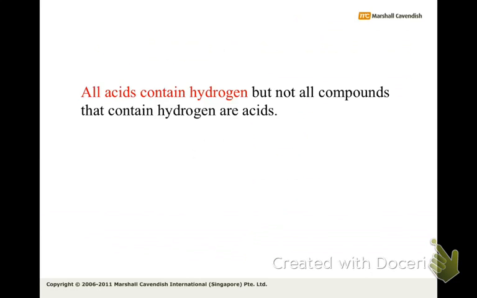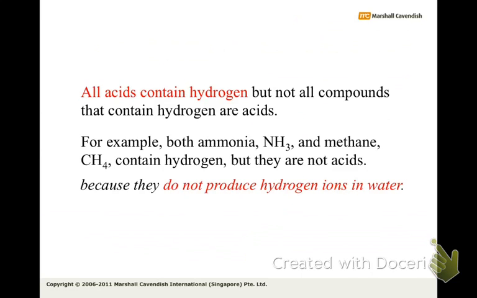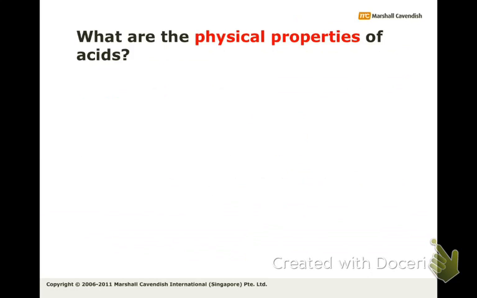All acids contain hydrogen. This is a disclaimer here: all acids contain hydrogen, but not all compounds that contain hydrogen are acids. For example, ammonia and methane. Ammonia, of course, is a base, one of those alkaline gases. And methane, even though it has hydrogen, both of them are not acids, because when you dissolve them in water, they don't form hydrogen ions. It's as simple as that. So for you to be an acid, you must contain hydrogen, and when you dissolve it in water, you will give out hydrogen ions.